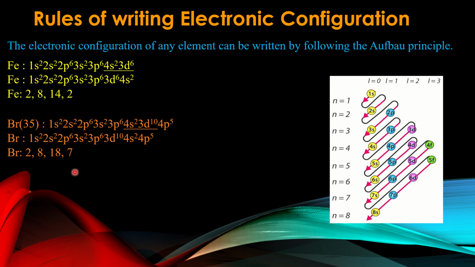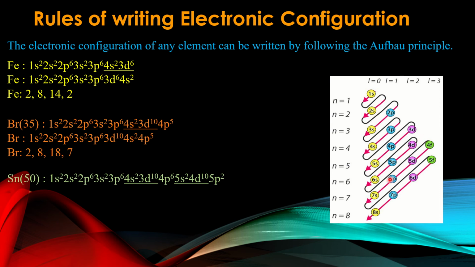In this way, we can write the electronic configuration of tin also. Tin, the atomic number of tin is 50. So from there, you will write the subshells 1s, 2s, 2p, 3s, 3p, 4s, 3d, 4p, 5s. You will write the subshells up to which you need.